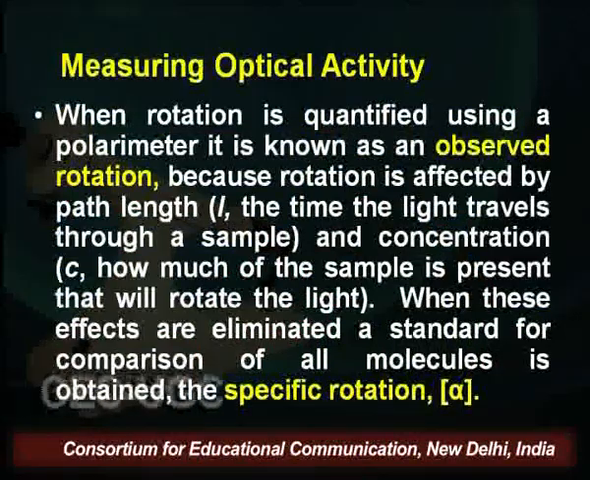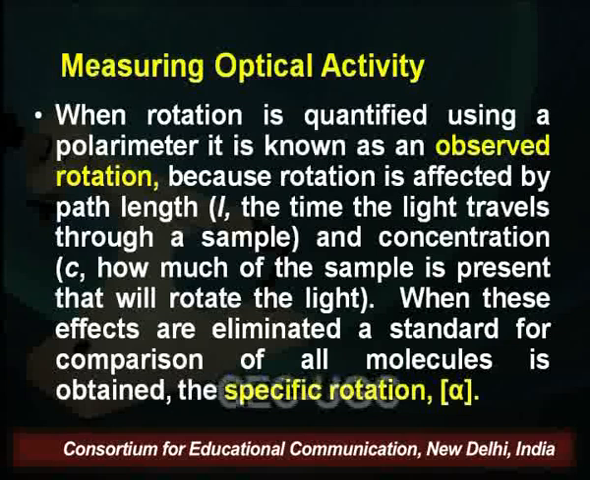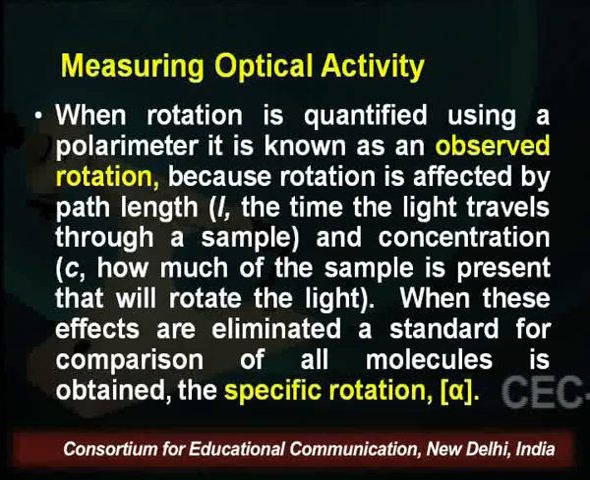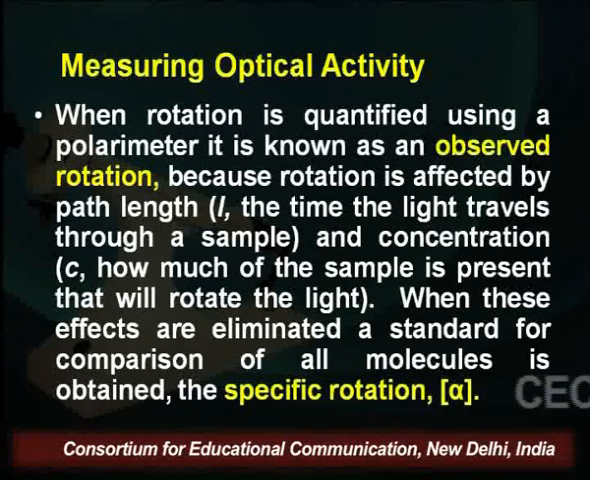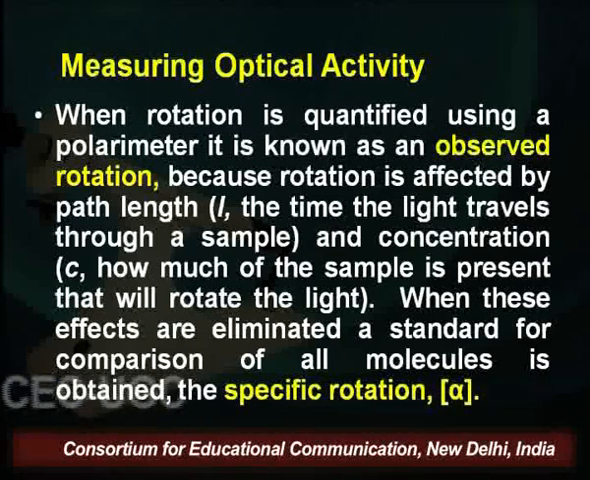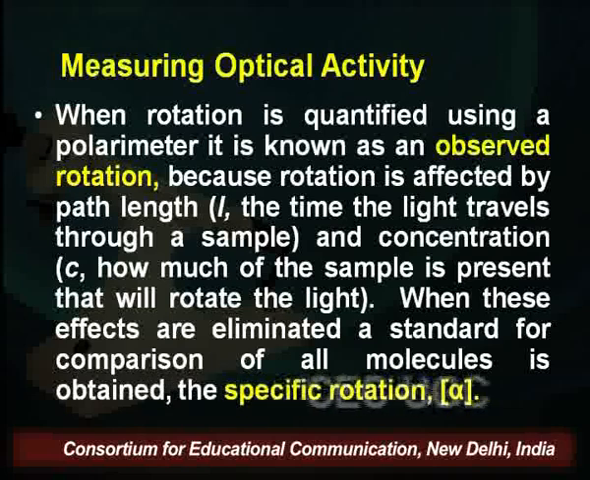Now how can we calculate the change in the angle of plane polarized light? When the rotation is quantified using a polarimeter, it is called the observed rotation. How much rotation are we observing? This rotation is affected by the path length, that is the length of the tube, represented by L, the concentration of the solution, represented by C, and the temperature also. It depends upon the temperature also.